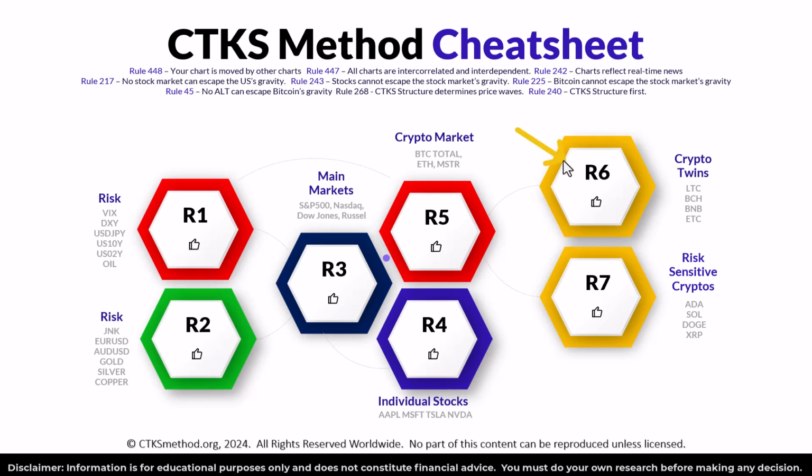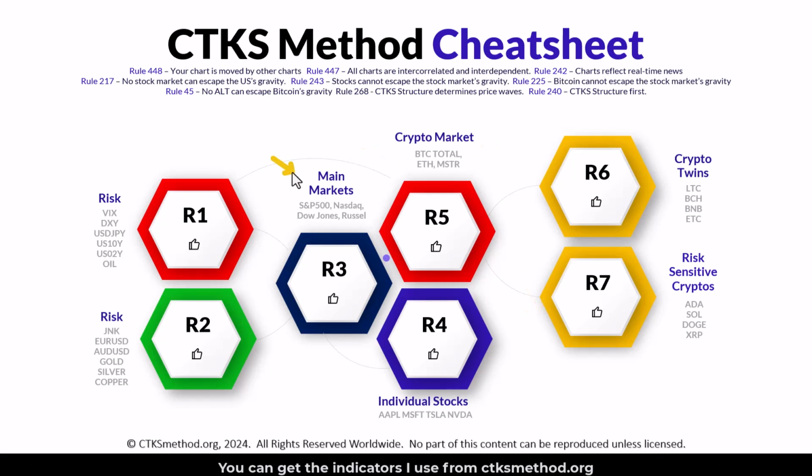Now, what about row 6 and row 7? And of course, all the other cryptos. Rule 45, no alt can escape Bitcoin's gravity. What the heck is an alt? Well, it's just basically anything other than Bitcoin. So if Bitcoin is going up, guess what the alts are doing? They're going up. If Bitcoin is coming down, what are the alts doing? They're coming down. It's so simple inside the crypto market. Inside the main markets, it's really complex. Inside the crypto market, it's so much easier.